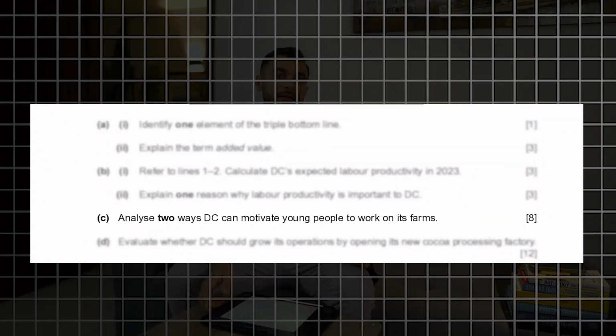All right. And if you talk about the C part, as you see this one, it's an 8 mark question, and it will ask you, let's say, if I read this one, to analyze 2 ways DC can motivate young people to work on its farms. So it's asking you about 2 ways in which DC can motivate young people. It's always going to be analyze. It's always going to ask you for 2 points, and 90% of the time it's going to be for 8 marks, right?